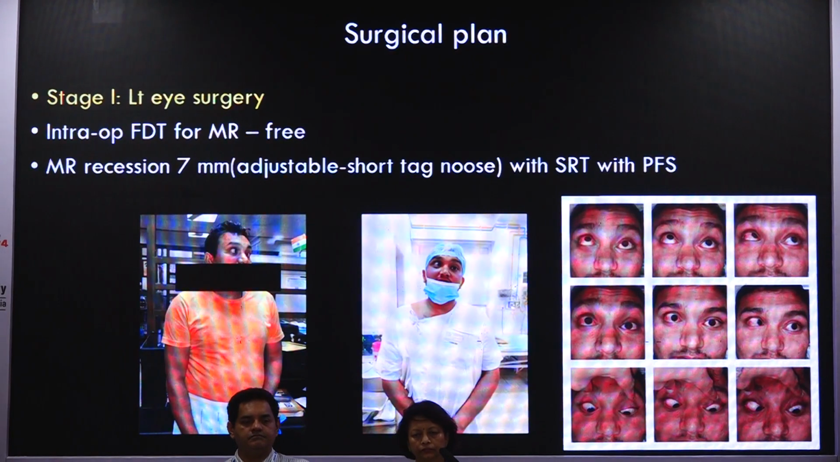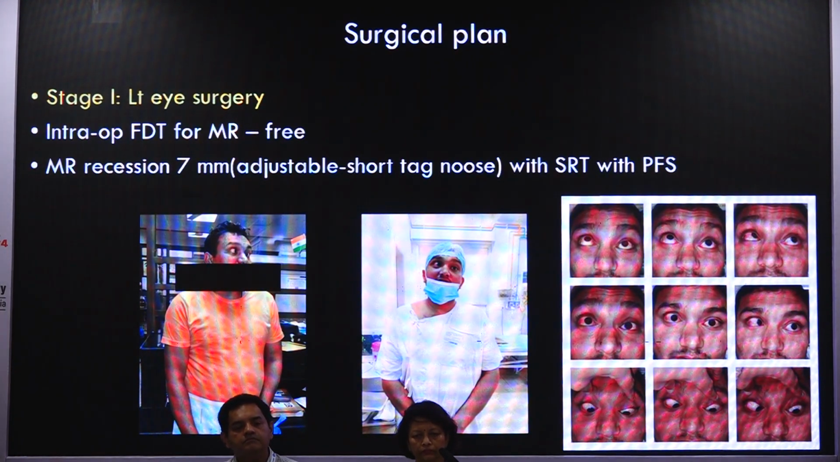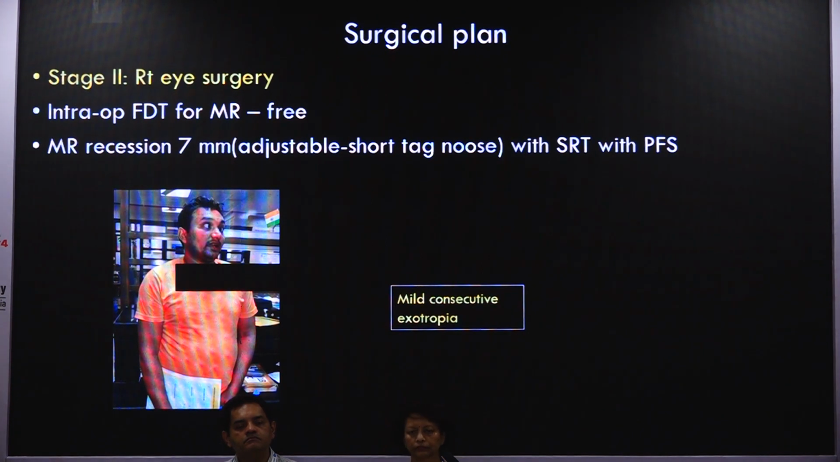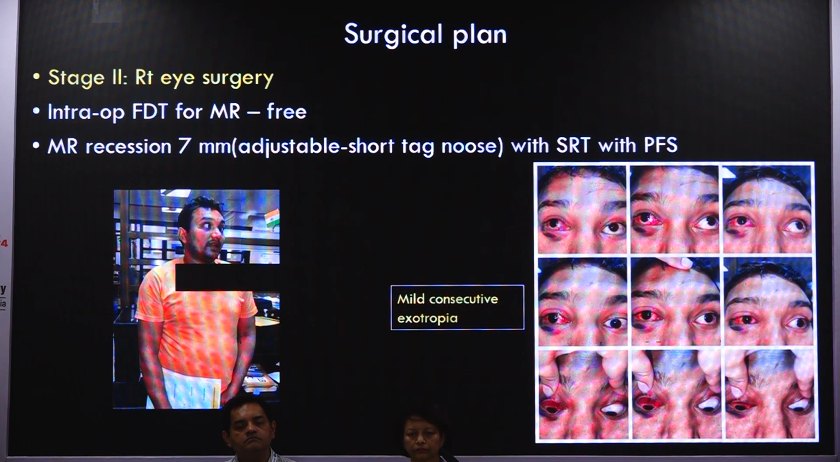So post-operatively, you can see now his head posture was good. His left eye, he was looking straight. Of course, it did not add too much to his abduction, but the patient was straight. So he comes back a month or two later for the other eye. We do the same procedure in the right eye.